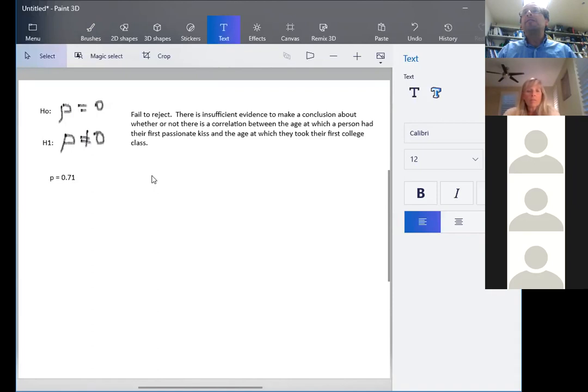So the good news is that the H0 and H1 are always exactly the same. Rho equals 0, rho not equals 0. And the conclusion won't always be fail to reject. Sometimes it'll be reject if the p-value is small. You're used to that. But it's always going to be about evidence to make a conclusion about the correlation between the two variables. Any questions on that? Okay, so pretty important, because if we don't have a correlation, then the regression line is useless.